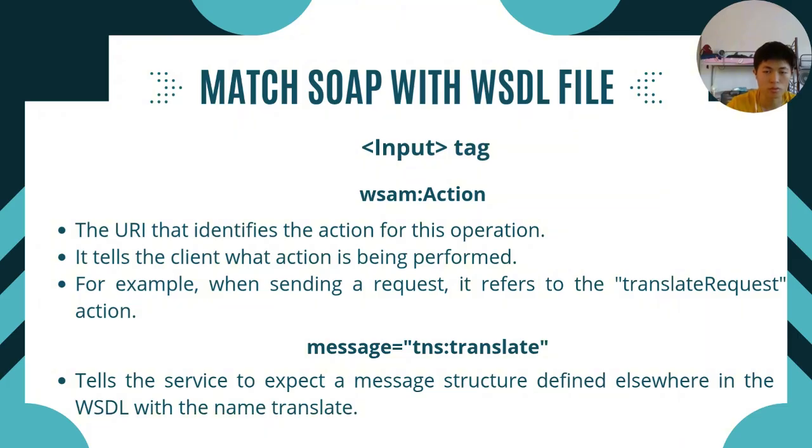For the input tag, wsam:Action is the URI that identifies the action for this operation. It tells the client what action is being performed. For example, when sending a request, it refers to the translate request action. Message equal to tns:translate tells the service to expect a message structure defined elsewhere in the WSDL with the name translate.